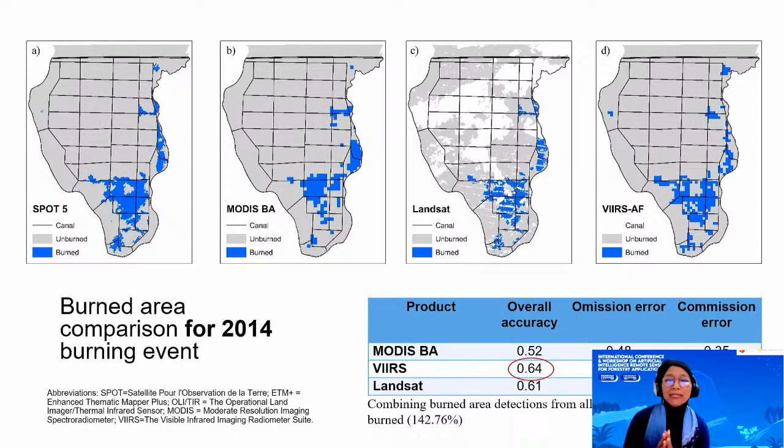In 2014, VIIRS active fire surprisingly accurately detected 64% of burn areas, with the commission error nearly identical to that of MODIS. Landsat had a very low commission error, but failed to detect 39% of area burned in 2014 due to persistent cloud cover and much less frequent imaging than MODIS or VIIRS. Next slide.